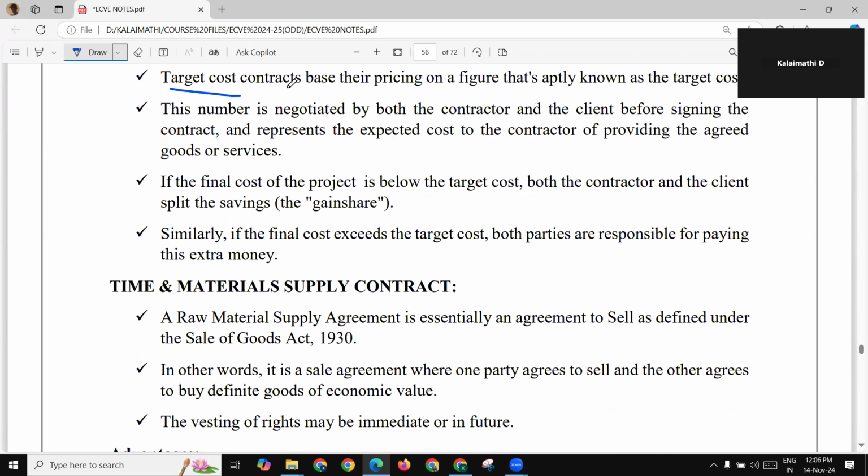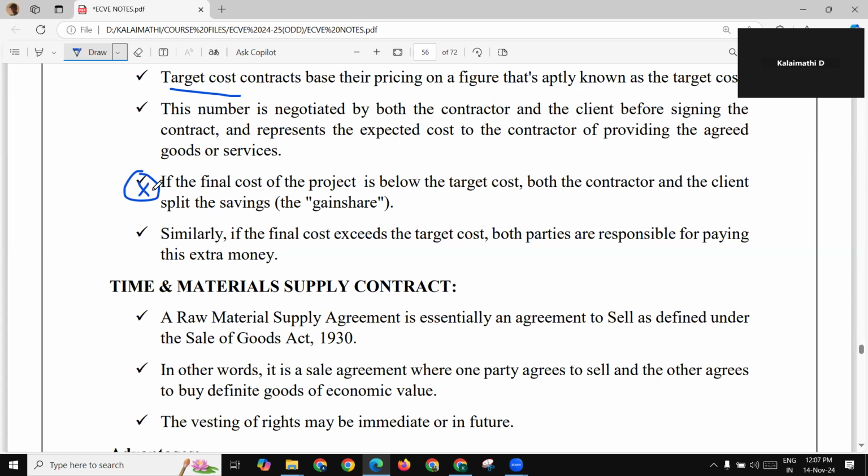The next one is target contract. Target cost contracts base their pricing on a figure that's aptly known as the target cost. This number is negotiated by both the contractor and the client before signing. So if the final cost of the project is below the target cost, just note this point.